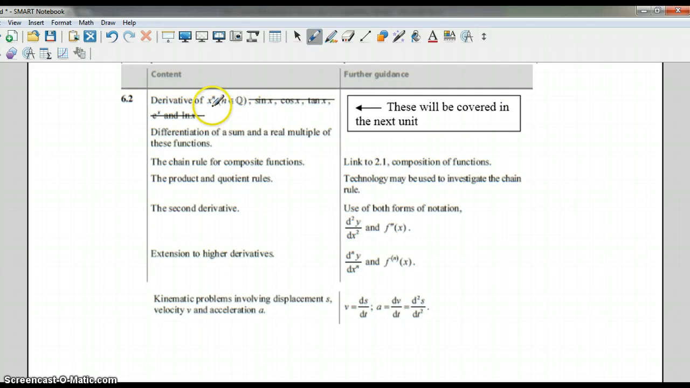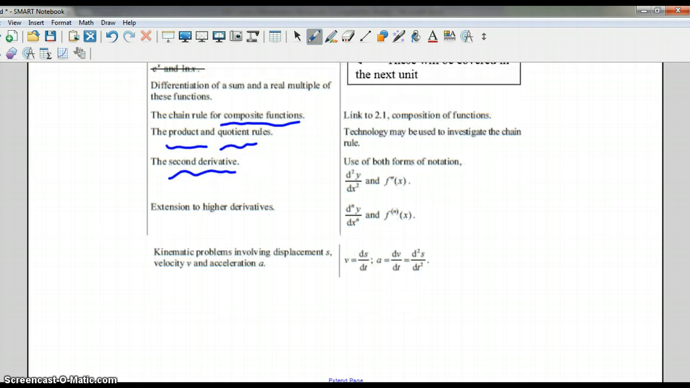And then you have only learned the power rule, so the derivative of x to the n. We also learned the derivative of different polynomials, composite functions for the chain rule, product and quotient rules, and we also talked about taking the second derivative. All of these that are here, we will find the derivative of sine, cosine, tangent, exponential functions, logarithmic functions. But those are coming up in the next few units, so I just crossed through them here because we're not talking about them at the moment.